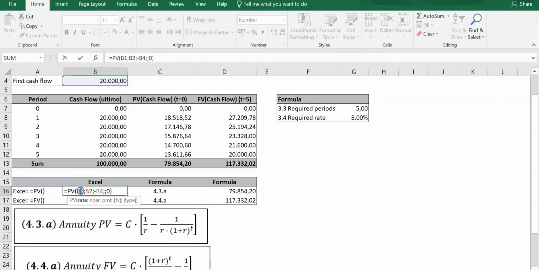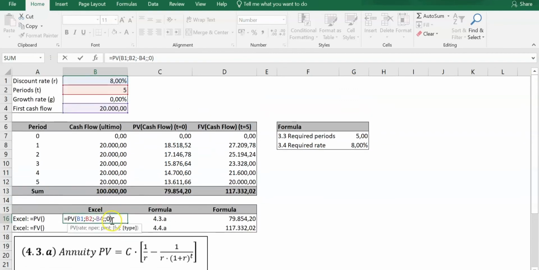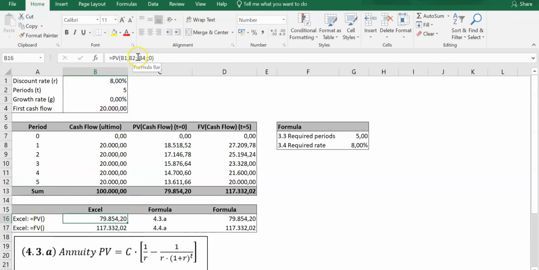So what Excel needs as input here is the rate, number of periods, the payment, and it needs to know if we have an annuity or an annuity due. So if I type in 0 here, it means it is an annuity. If I type in 1, it's an annuity due. The reason why I have a minus before the payment is because Excel understands this as if the payment is negative, it's a saving, and it will give me a positive present value. If I delete the negative here, it means that it's a payment and I will have a negative present value. So that's why I have the small minus here.